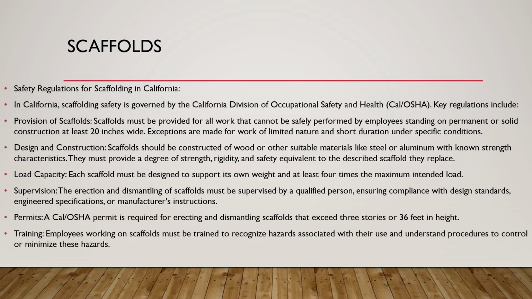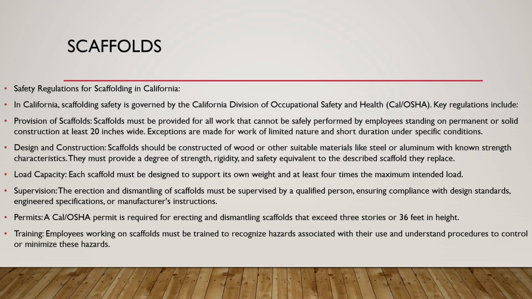Design and construction. Scaffolds should be constructed of wood or other suitable materials like steel or aluminum with known strength characteristics. They must provide a degree of strength, rigidity, and safety equivalent to the described scaffold they replace. Load capacity. Each scaffold must be designed to support its own weight and at least 4 times the maximum intended load.